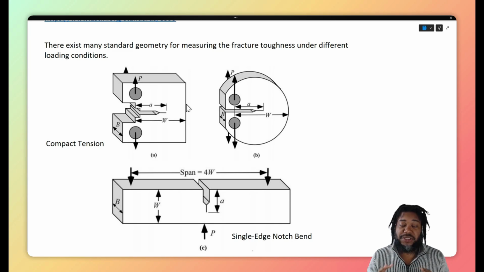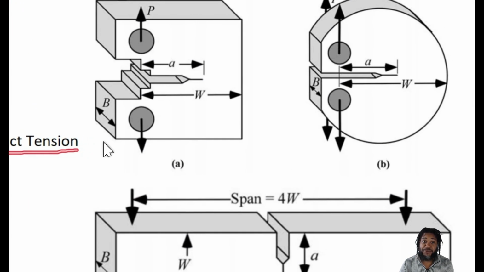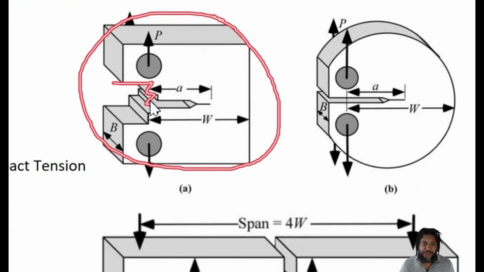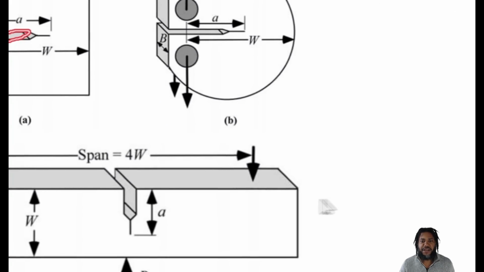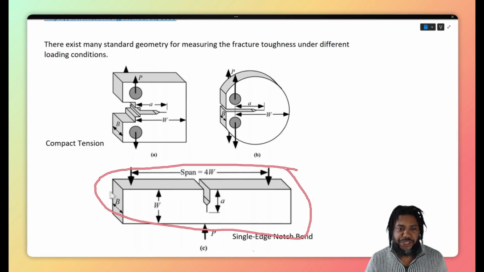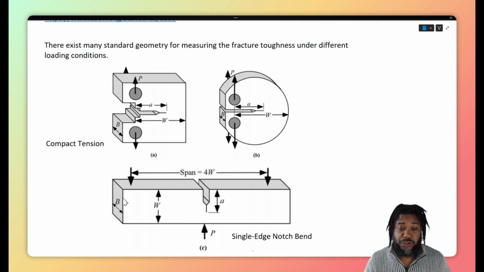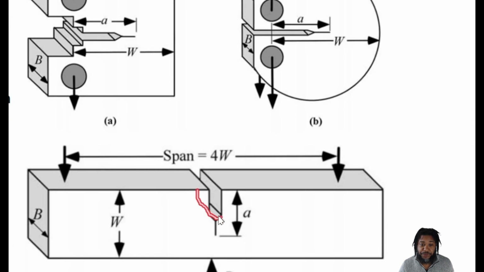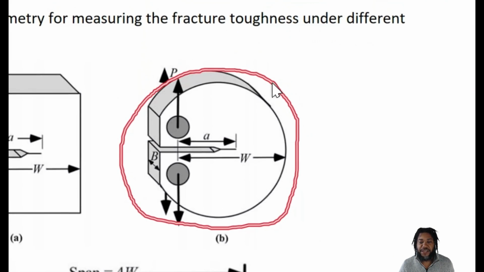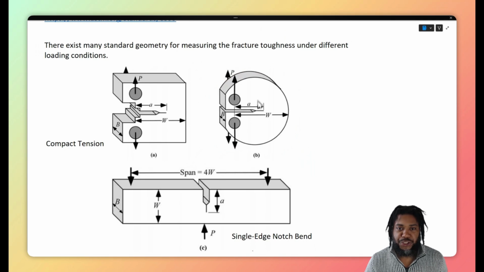The three most common geometries are the compact tension geometry, which is pretty efficient in dimensions, but requires some careful machining. There's the single edge notch bend sample, which is a little bit larger, may have a larger volume, but is very simple in machining. And then there's the semicircular notched sample, which is for more rod-like geometries.